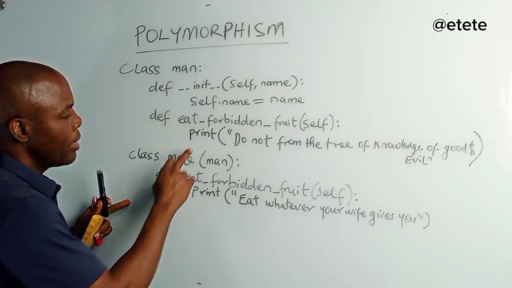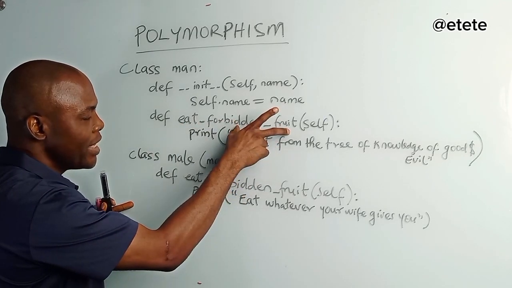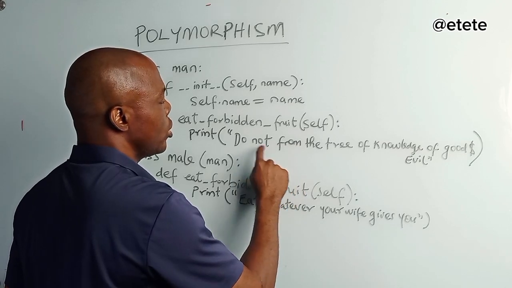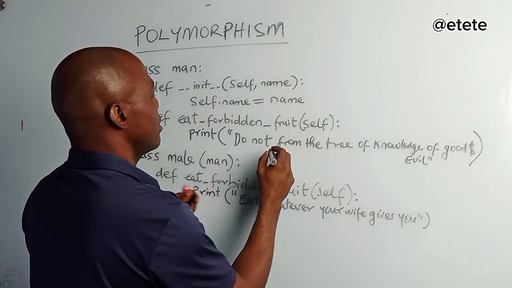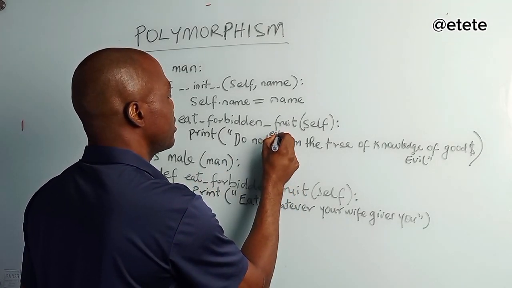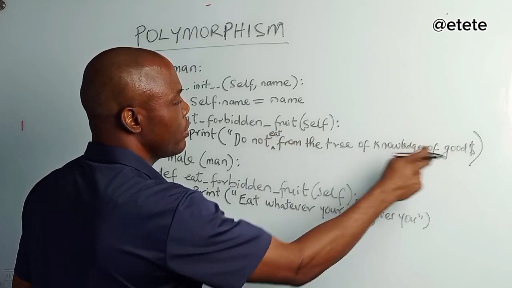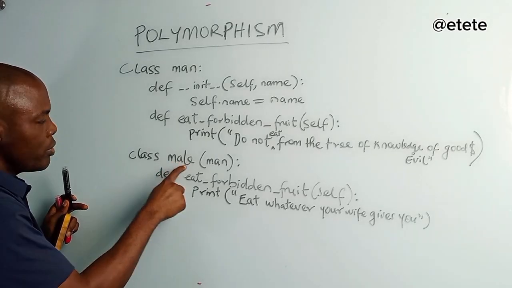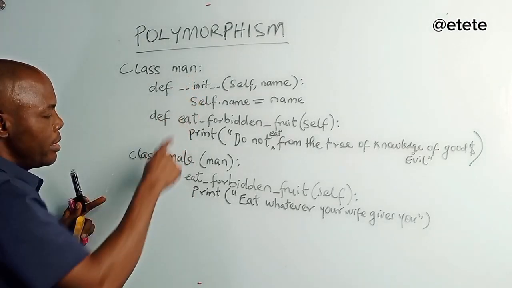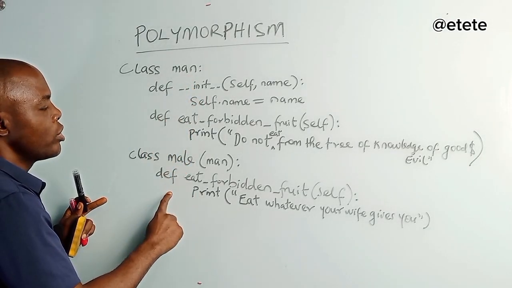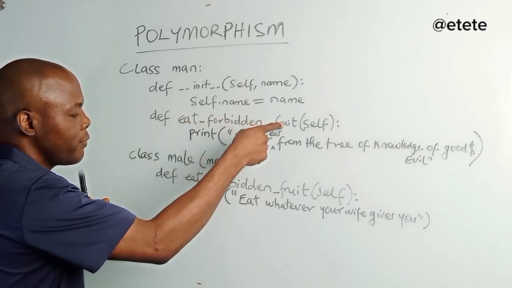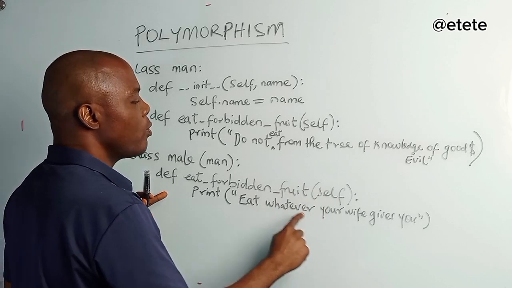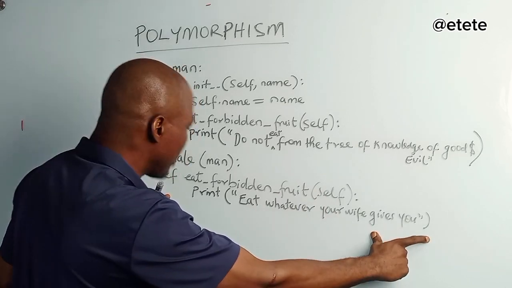So this one is eat forbidden fruit. This is the name of the method. Inside the parent method is: do not eat from the tree of the knowledge of good and evil. This class, which is a child class of man, the male, is going to inherit this eat forbidden fruit. But what is written inside it is: eat whatever your wife gives you. That is what is written.